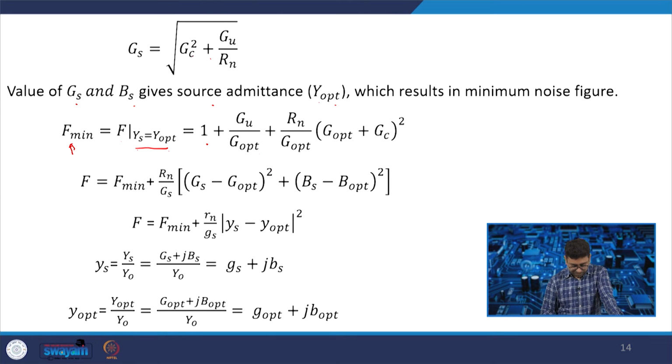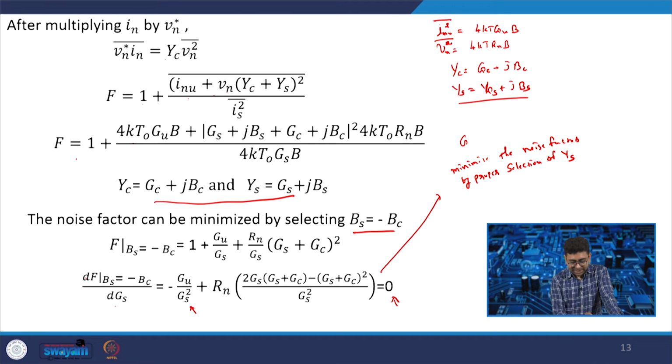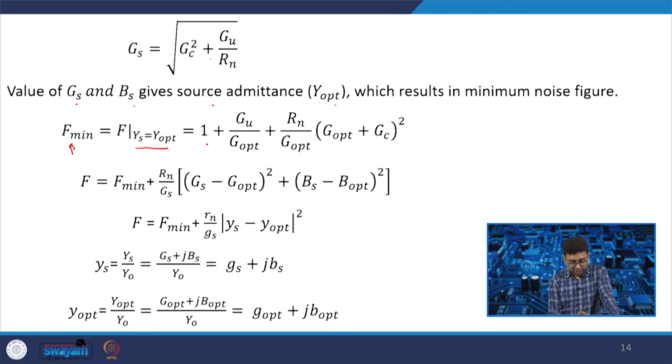So if you write this F in terms of F min, F is equal to F min plus Rn, the noise resistance, by Gs times the quantity Gs minus G opt square plus Bs minus B opt square. So your F is equal to F min plus Rn by Gs times the mod of Ys minus Y opt, whole square.